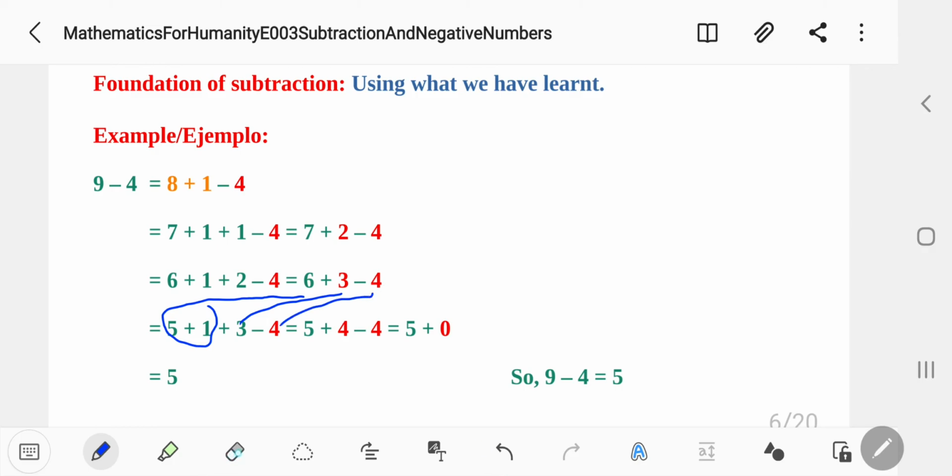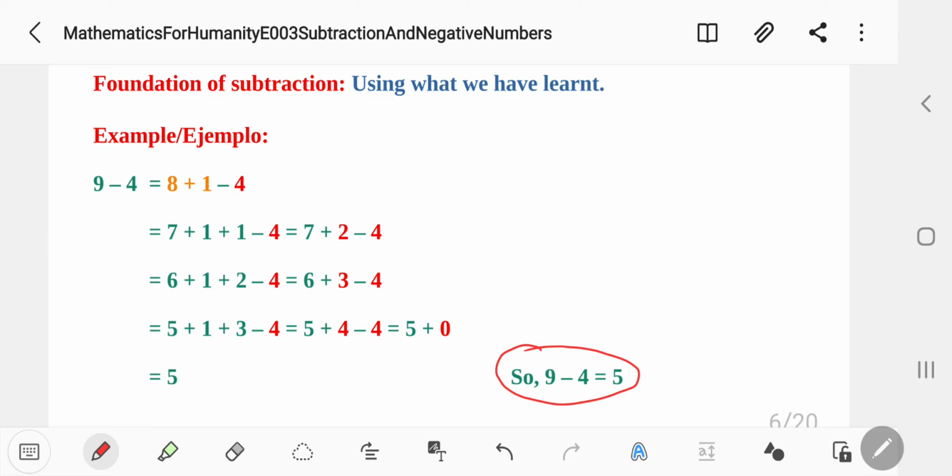But what is 1 plus 3? 1 plus 3 is equal to 4. You write the 5 here. That's 4, and then 5, that's 5 plus 4 minus 4. But then you know that 4 minus 4 is 0. So you have 5 plus 0 equals 5. So then you know 9 minus 4 is equal to 5.